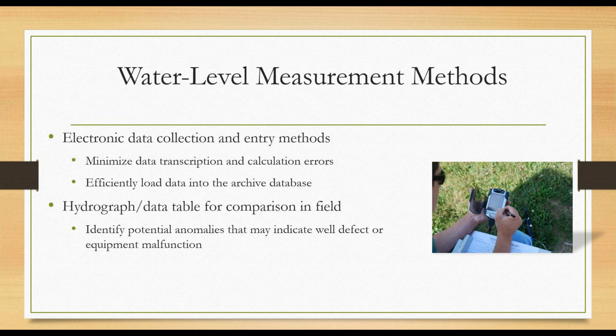This application is set up to show you a hydrograph and a data table at the site that you're sitting at, so that you can take the water level measurement and do an immediate comparison to see if that water level measurement makes sense. It helps you identify potential anomalies that may indicate well defect, equipment malfunction, or error in measurement. It also forces you to take a second measurement, a QC, a quality assurance measurement. This assures repeatability. The measurement is of good quality.